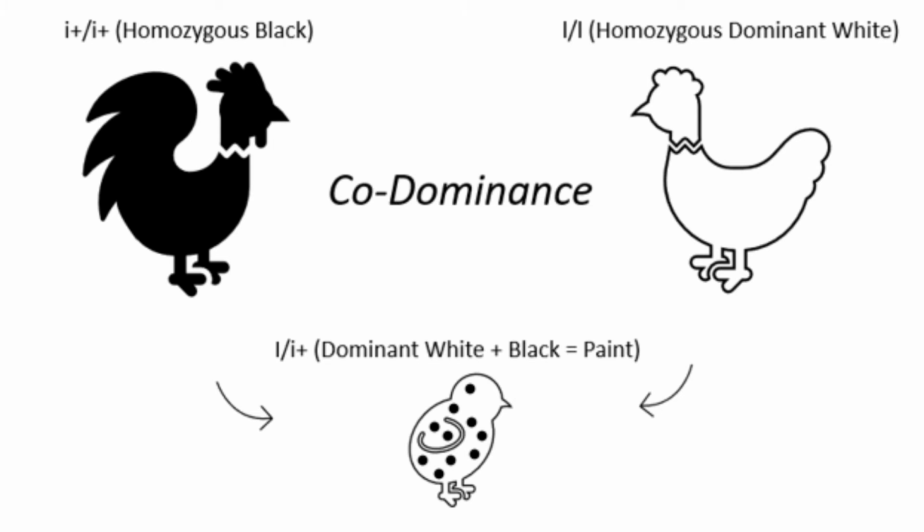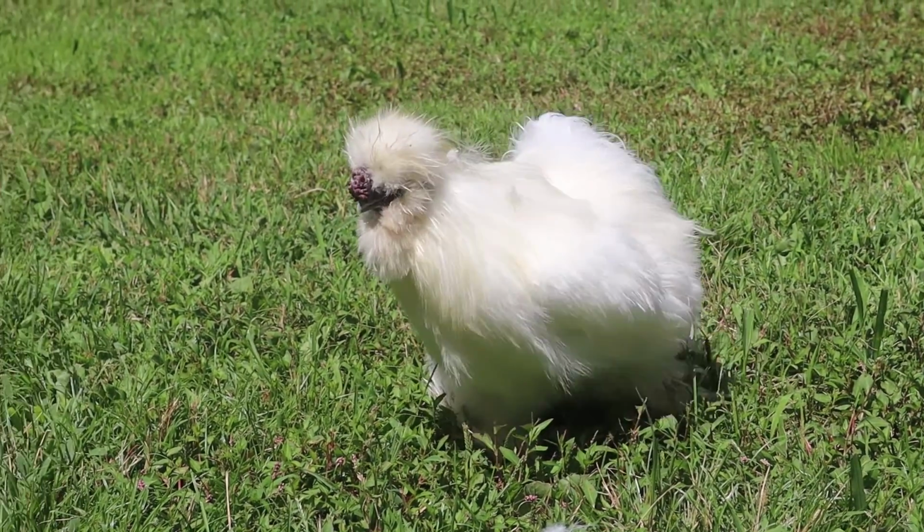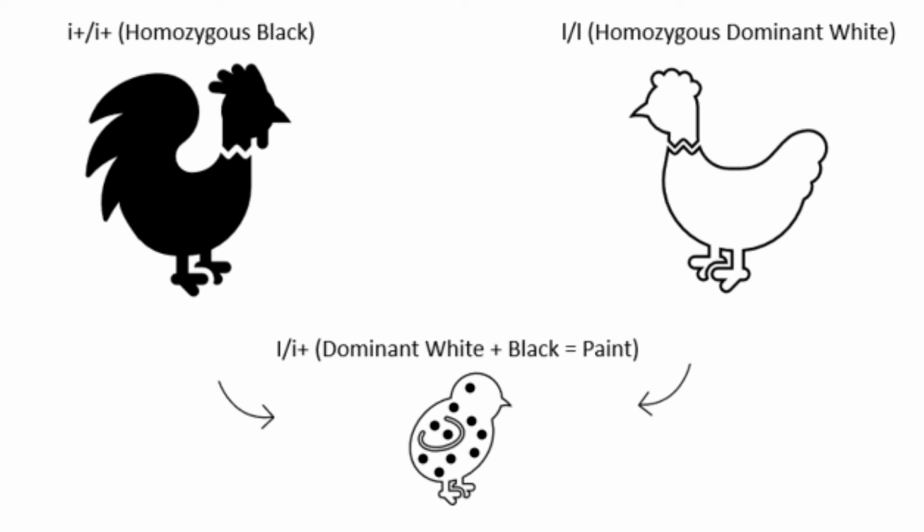Now, co-dominance is very similar, and these two types of dominance are often confused for each other, but the actual difference between the two is pretty simple. In co-dominance, rather than one gene dominating over the other, or even forming a new color, both genes are expressed. They might not exactly be expressed equally, however, both are there.